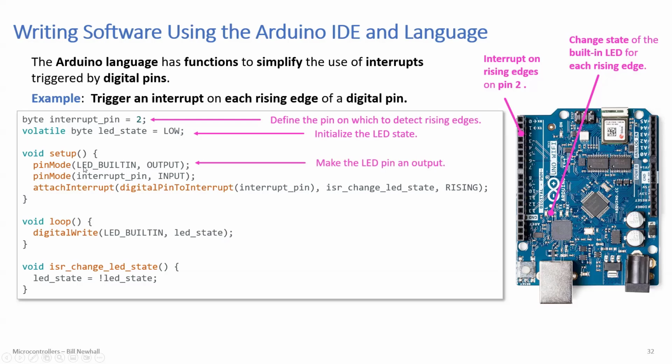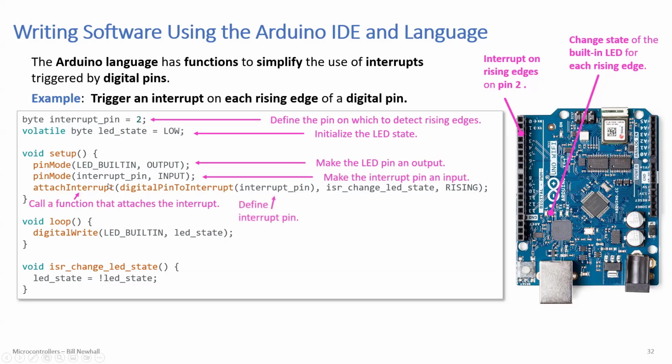So here's the pin mode. I'm going to set the LED pin to an output. I'm going to set the interrupt pin, pin 2, to an input. And then I'm going to do what's called in Arduino attach the interrupt. So I'm going to call a function that attaches a function. It defines what function will be run based on the interrupt.